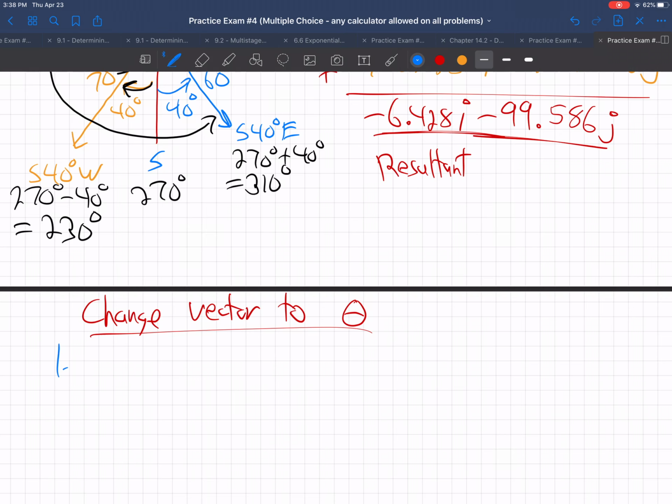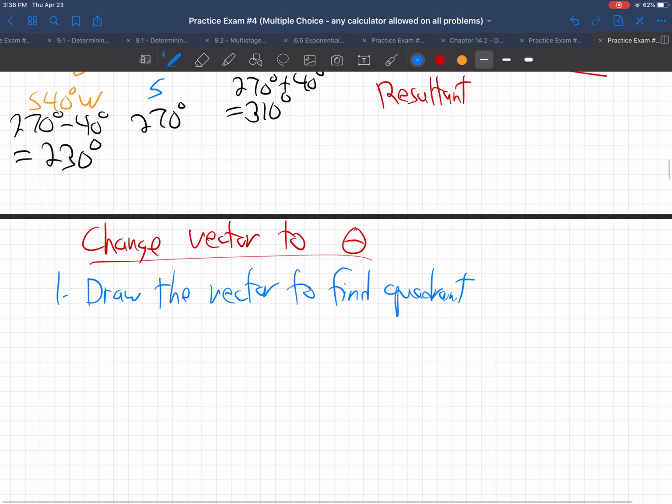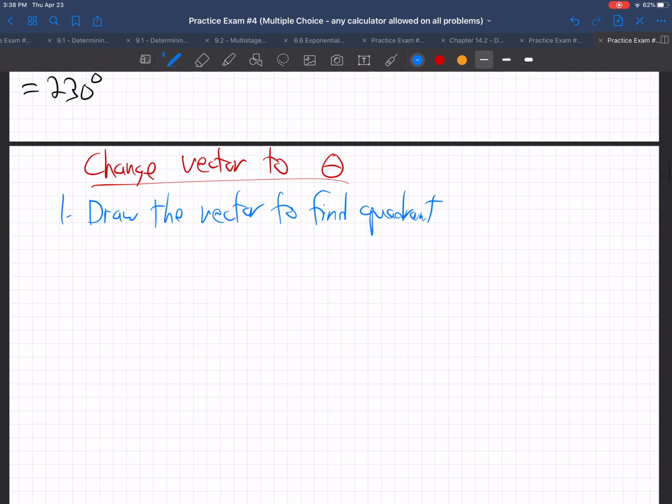So step 1. Let me encourage you, don't skip steps. This is where most people will miss this on the exam. So step 1, draw the vector to find the quadrant. You really got to draw it. So I'm going to draw the vector, to find the quadrant.